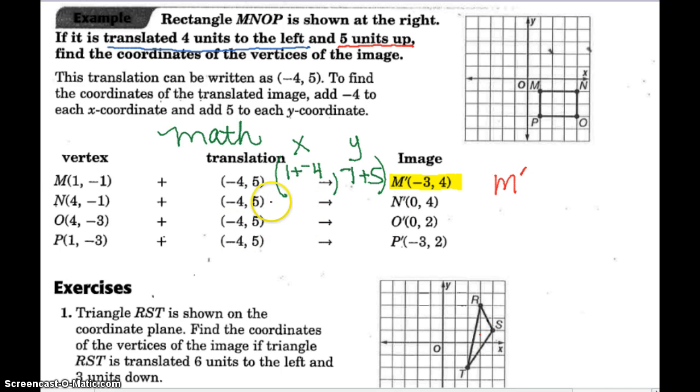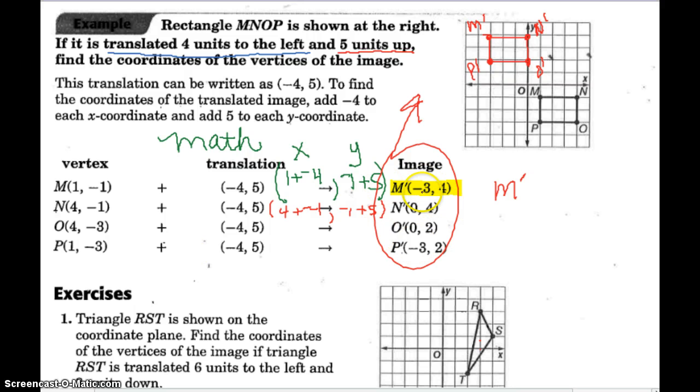So for each one of those, if you look at the math, you started with 4 and you added -4. Guess what your X became? 0. You started with -1 and you added 5 and you end up with 4. So they've already done the math for us. Let's go and graph this image on our XY coordinate plane. So I'm going to pause the video. You graph. So when you plotted the points that they've already figured out for you, you'll see that your original rectangle slid to the left 4 units and up 5 units, and there's your translation.